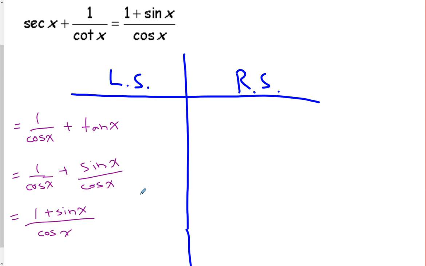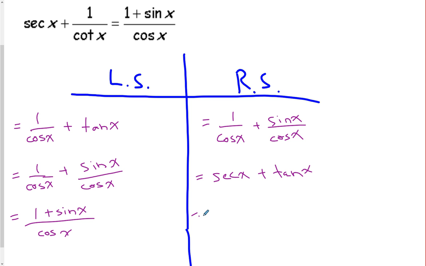I could have gone the other direction on my right side and got to the same answer. I could have said, okay, 1 plus sine x over cos x. I can split this up as 1 over cos x plus sine x over cos x. And 1 over cos is secant, and sine over cos is tangent, and tangent is 1 over cotangent. So I could have done it on my right side too. This is a tricky one.